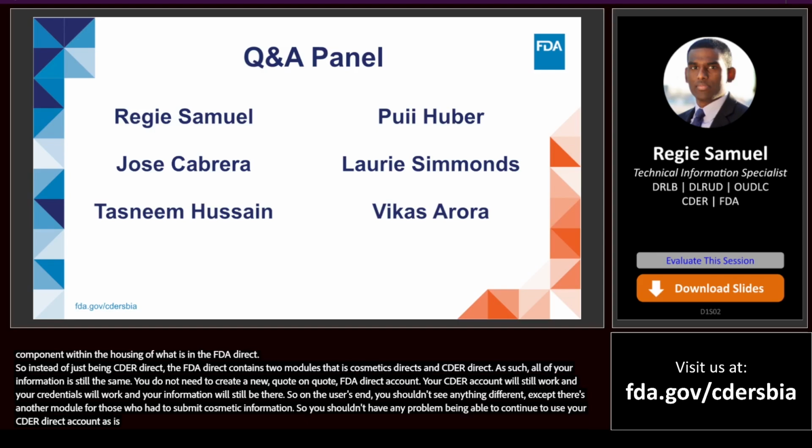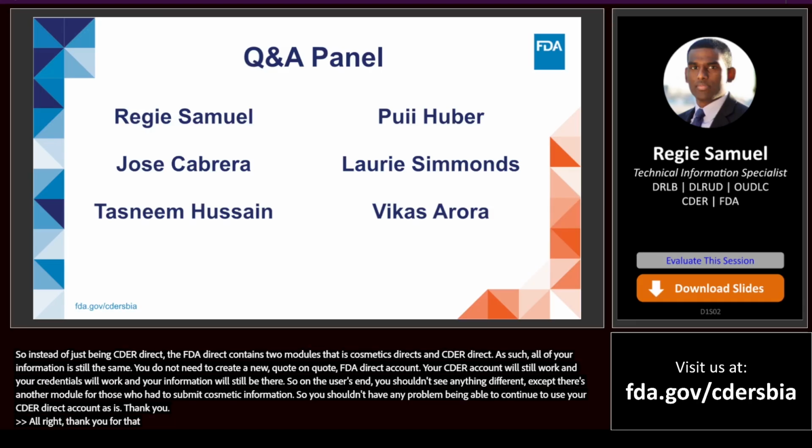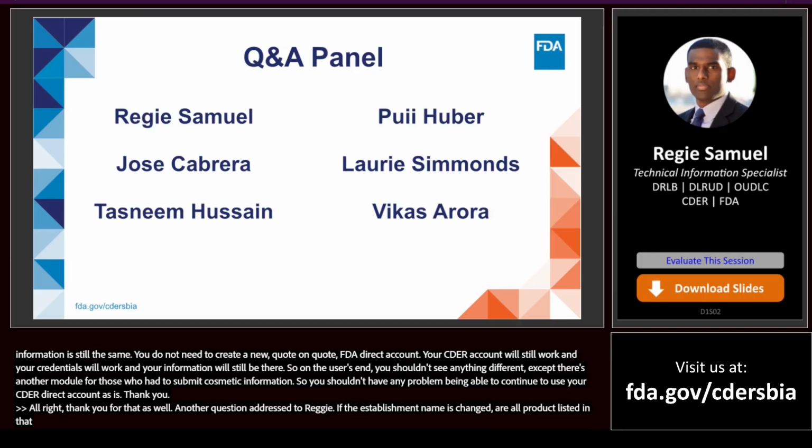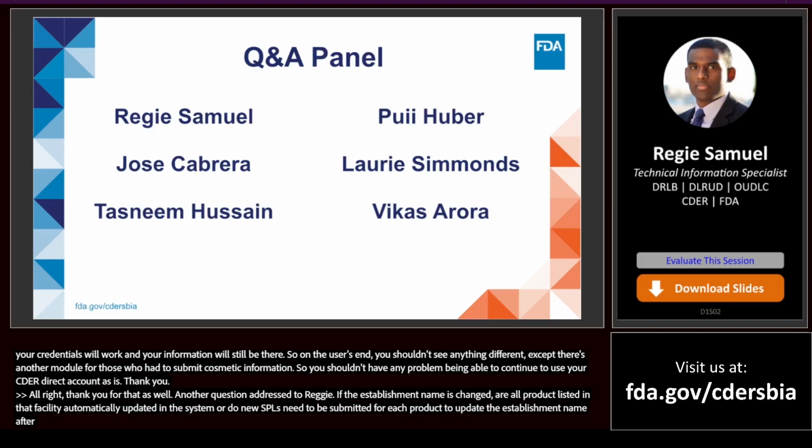All right. Thank you for that as well. Another question addressed to you, Regie Samuel. If an establishment name is changed, are all products listed for that facility automatically updated in the system, or do new SPLs need to be submitted for each product to update the establishment name after the establishment registration is updated?